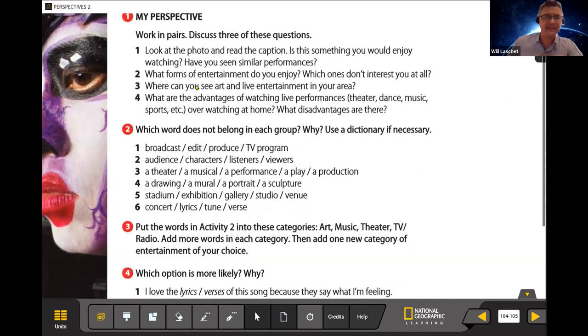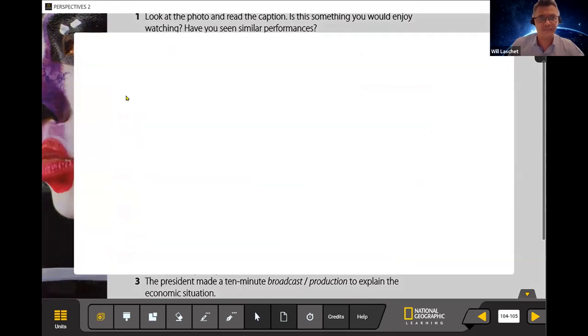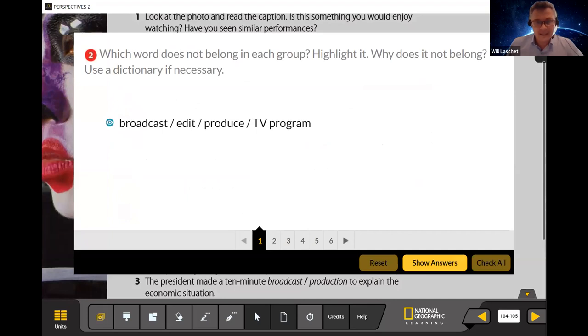So I said that this is a vocabulary lesson, so we're going to do a couple of these vocabulary activities. The first one I think is a very interesting type of activity. It's probably one that you've seen before, but I'd like to introduce a slightly different way of doing it. It's basically what in the UK we would call the odd one out. So we're looking for the one which is different.